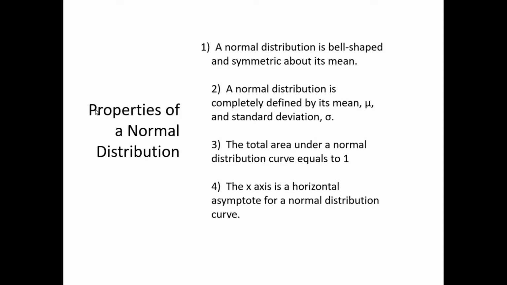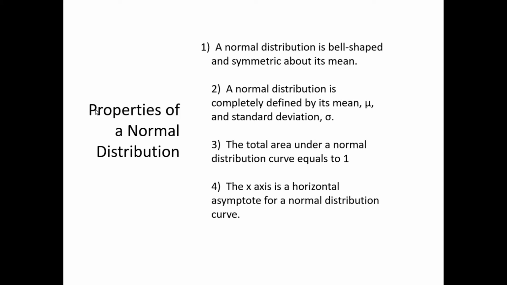Normal distribution is bell-shaped and symmetric about its mean. It's completely defined by its mean mu and its standard deviation sigma. The total area under a normal distribution curve equals 1. That's really saying 1 as a decimal. That just means it contains 100% of the things that could happen, because if we change 1 as a decimal, 1.00, to a percentage, it would be 100%.